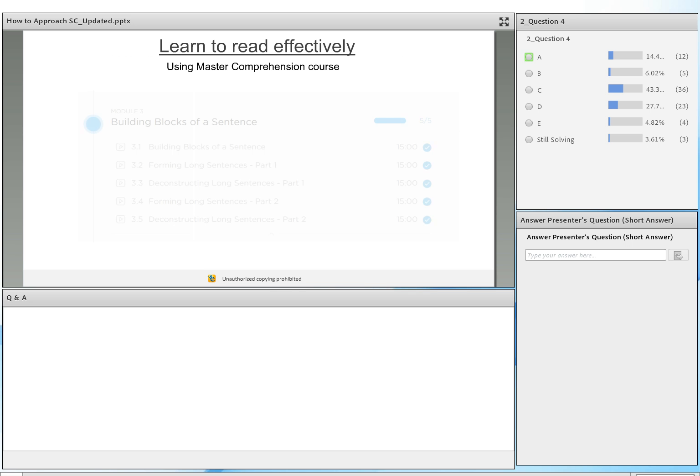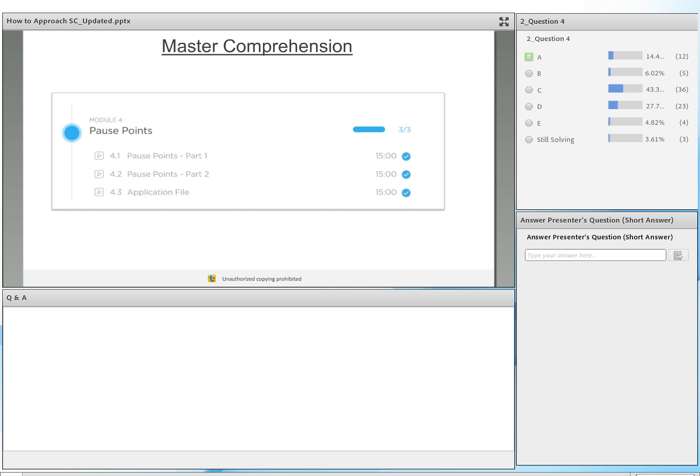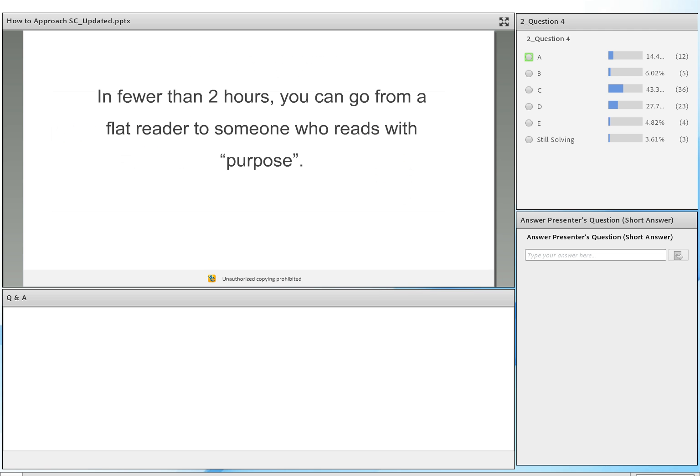Now, learn to read effectively. As I said, the Master Comprehension course is the basic foundation course. We teach you what the building blocks of a sentence are. We teach you how long sentences are formed, and utilizing the same techniques, how to deconstruct those long sentences. Then we teach you about the pause points and how to apply them. So frankly, in fewer than 2 hours, you can go from someone who is a flat reader to someone who reads with a purpose.